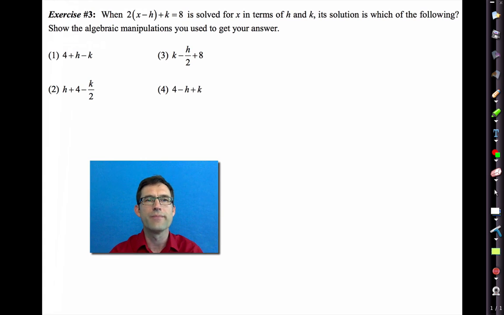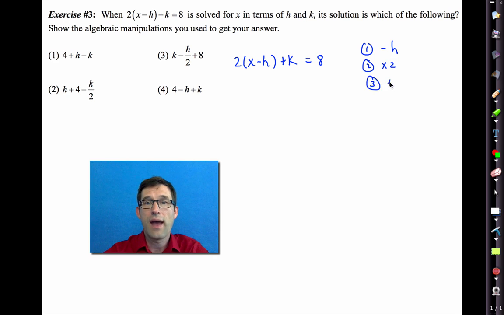Excellent. Let's go through it. So, I'm going to rewrite the equation down here. We've got 2 times (x minus h) plus k is equal to 8. Before we even dive in here, let's think about order of operations. What did we do? We subtracted h. That was the first thing, right? Then we multiplied by 2. That's this piece. Then we added k. That was this piece. So let's undo it in the opposite order.